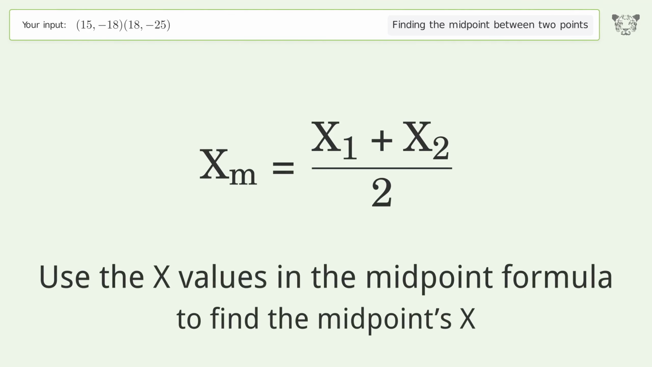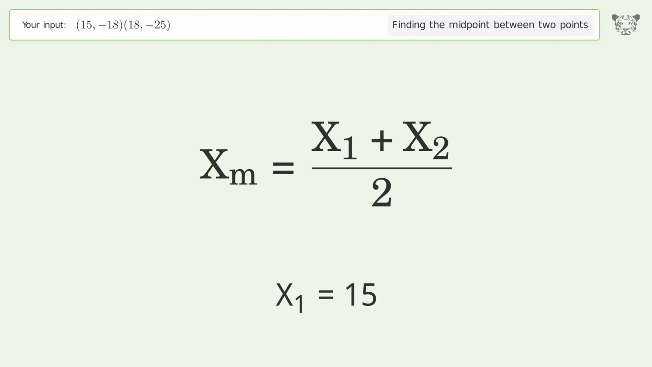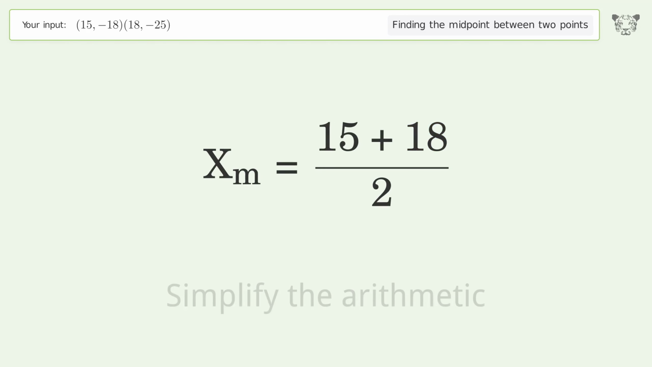Use the x values in the midpoint formula to find the midpoint's x. x1 equals 15. x2 equals 18. Simplify the arithmetic.